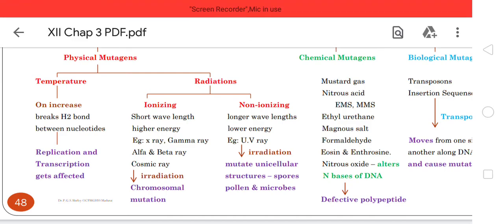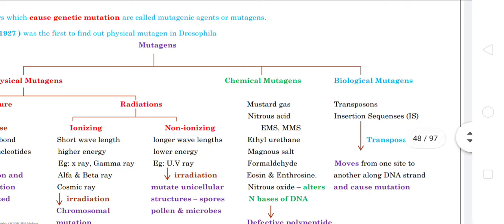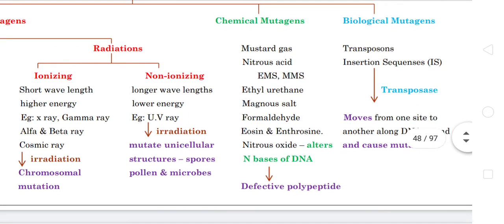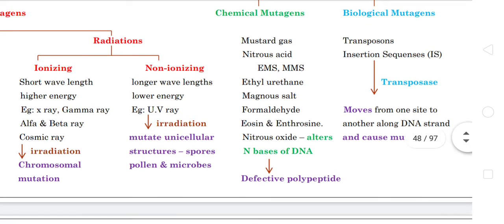And next we are moving on to chemical mutation. Chemical mutations are nothing but inducing mutation by using some chemicals, which are called chemical mutagens. Some of the examples are mustard gas, nitrous acid, EMS and MMS. EMS means ethyl methane sulfonate. MMS means methyl methane sulfonate. In addition to that, ethyl urethane, manganese salt, formaldehyde, eosin and anthracene. So these are the examples of chemical mutagens.